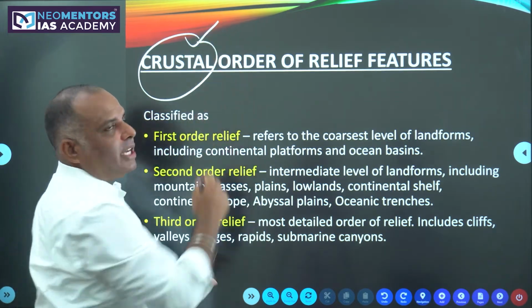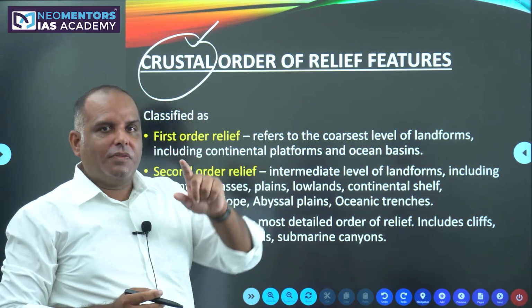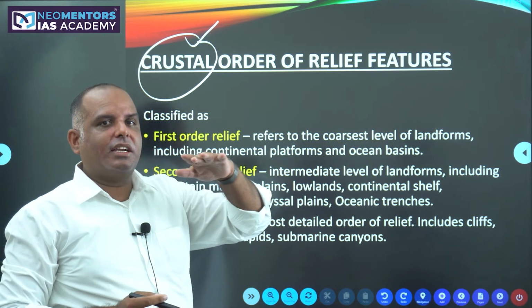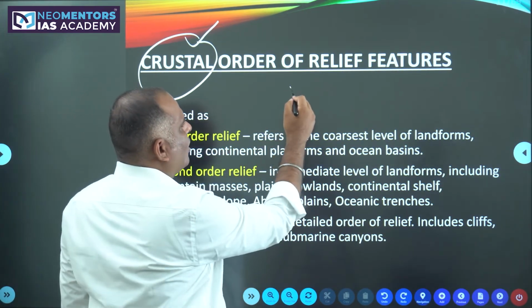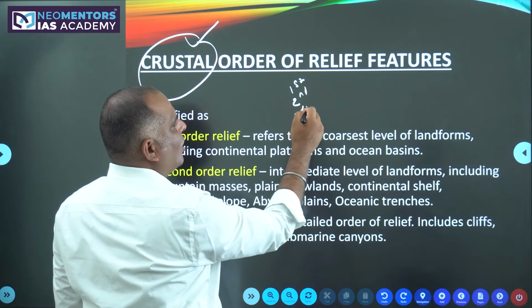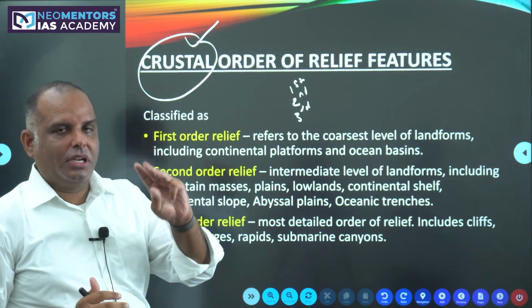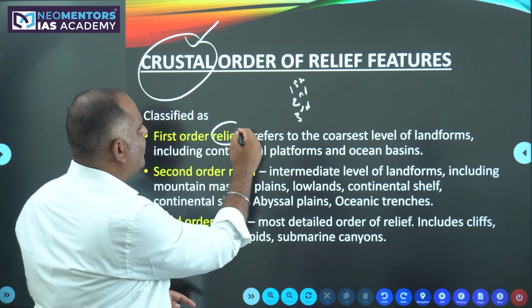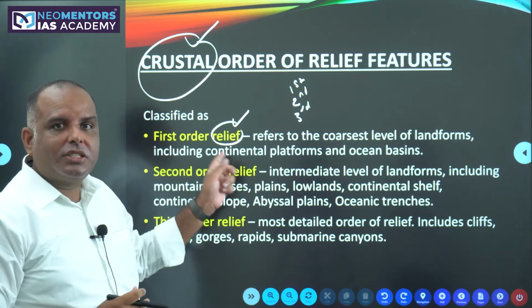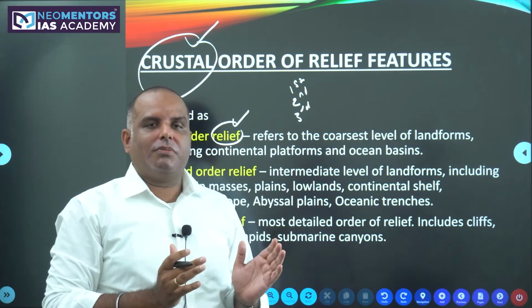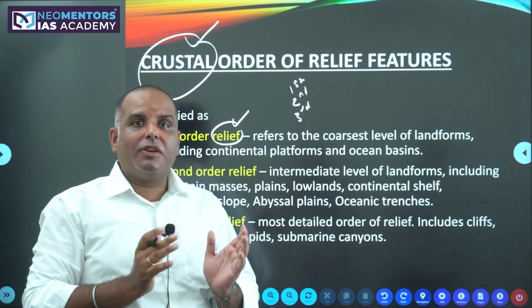That means what is being found on the crust, we classify into 3 different orders or categories: the first order, second order and third order. Now what is first order relief? Relief is nothing but the shape of the landform, right? So first order relief means the coarsest level of landform. That is when the earth actually formed.